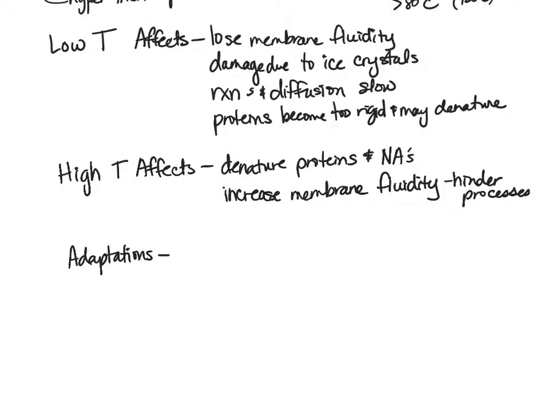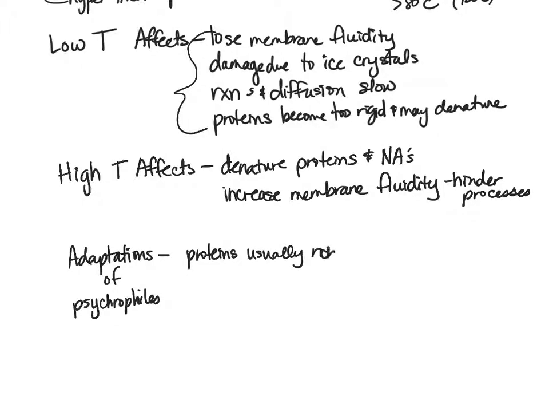So if we first take a look at adaptations of psychrophiles. Remember, psychrophiles are those that live in decreased temperatures. If we're talking about decreased temperatures, we're talking about the items up here that we're trying to overcome through these adaptations. So for example, we see that proteins in psychrophiles are usually rich in hydrophobic residues.